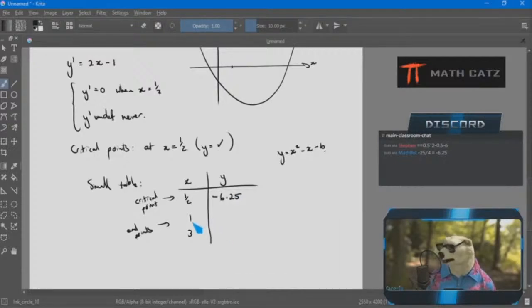Now you can tell me what is the y value when I plug in a 1? Oh, that's super easy, isn't it? 1 minus 1 is negative 6. Sorry, I didn't mean to do that for you. You can do the 3. Plug in a 3 into your calculator and tell me what do you get for the y value.